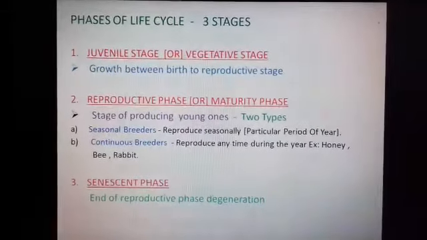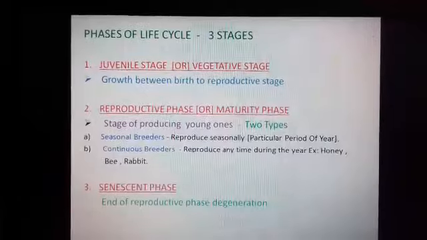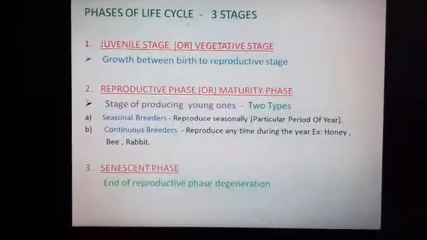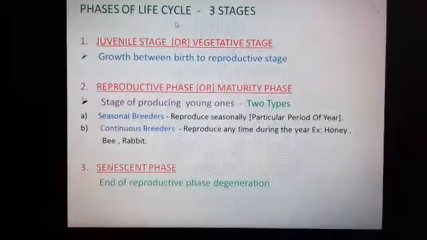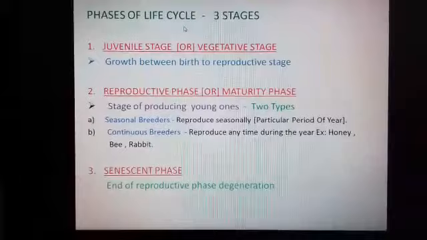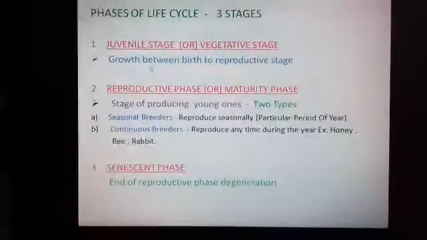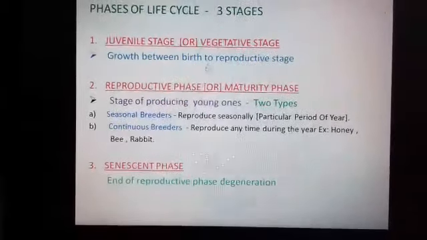So far we have learnt about what is sexual reproduction and the types of sexual reproduction. In this part, let us see the phases of the life cycle. It is in three stages. During the life, there are three stages in each living organism. The first stage is the juvenile stage or vegetative stage. It is the growth between the birth to reproductive stage, that is the childhood stage.